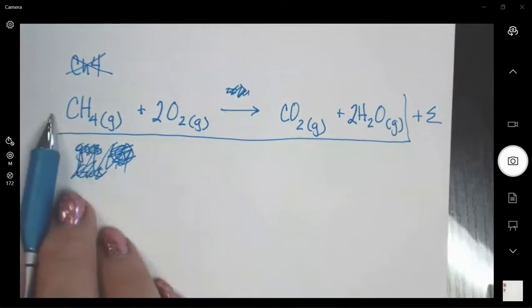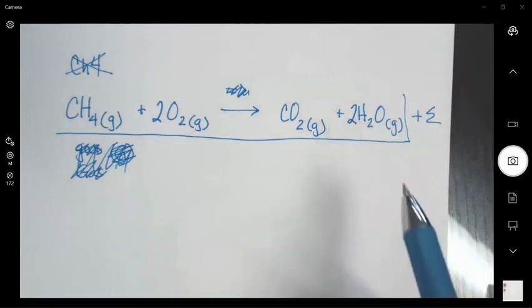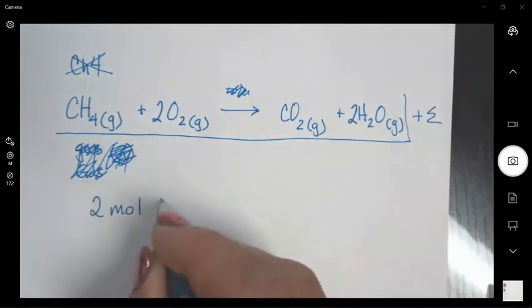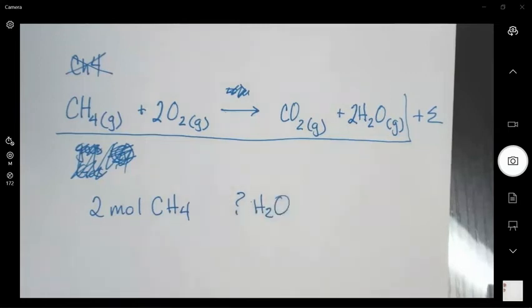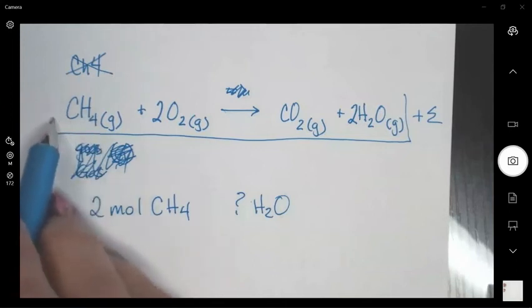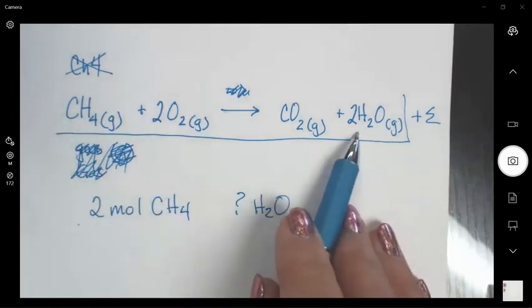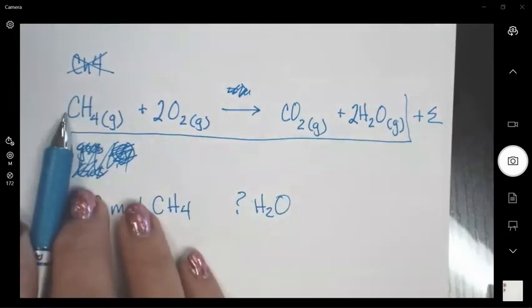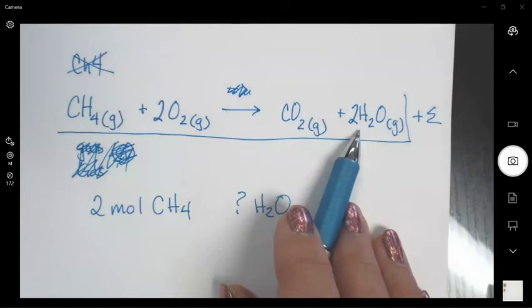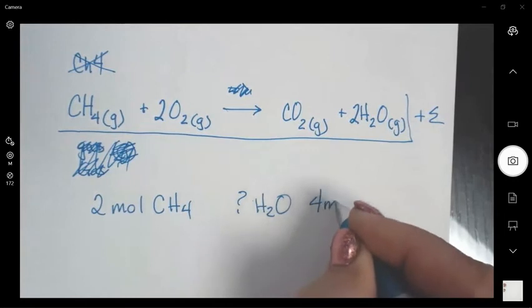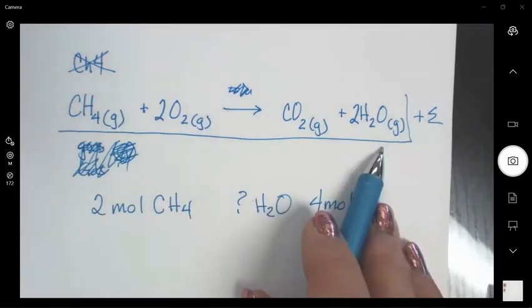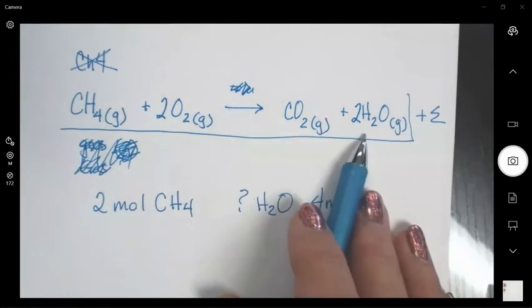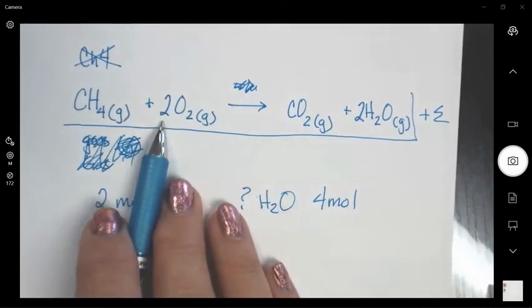This says if I put in 1 mole of methane, I get 2 moles of water. What if I put in 2 moles of methane? How much water would I get? 4 moles of water. If I put in 3 moles of methane, how much water will I get? 6. If I put in 4 moles of methane, how much water will I get? 8. If I put in 4 moles of oxygen, how much water will I get?